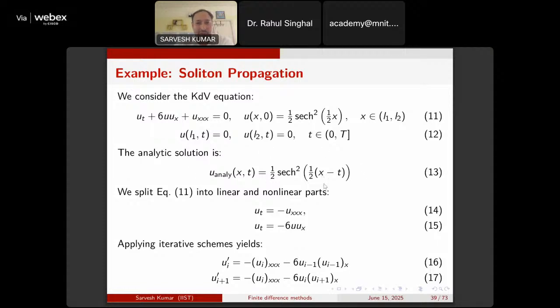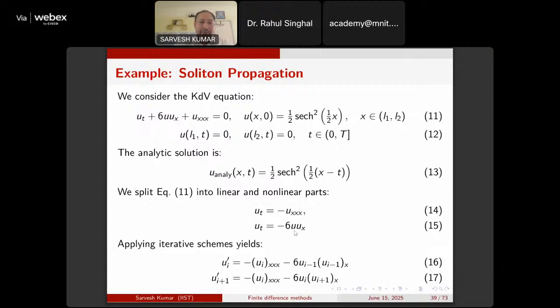Suppose we know the exact solution. The idea of splitting is here: we have to treat these two operators. Of course, this is nonlinear here, but the idea is the same, to treat them differently. So we will have this equation, ut minus ux, and ut equal to minus 6u ux. We have to treat them.